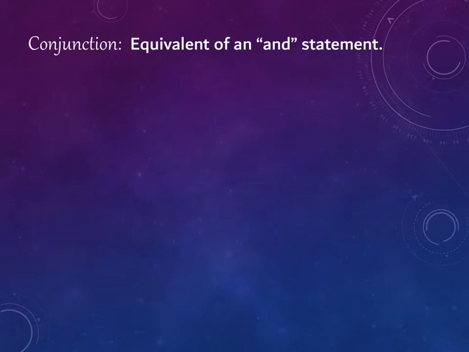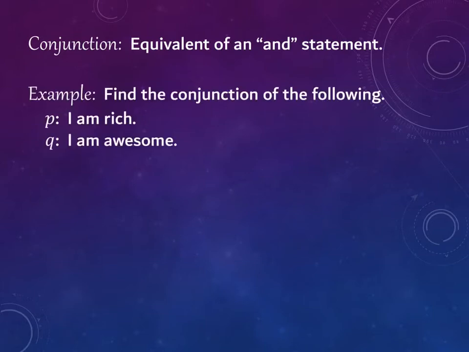There's a couple of ways we can connect statements together. One of them is with a conjunction. A conjunction is the equivalent of an and statement. So for example, if we had the statement we had before, I am rich, and we also have a statement, I am awesome, what do you think it would sound like to create the conjunction of those two statements? Exactly. We're just going to put the word and between. I am rich and I am awesome.